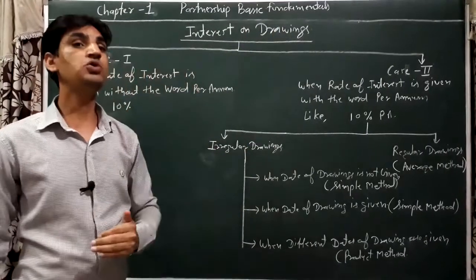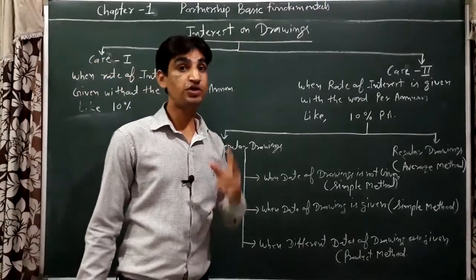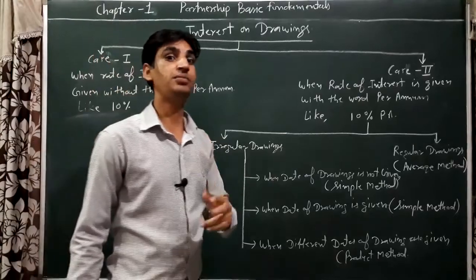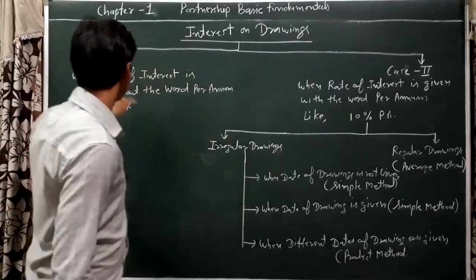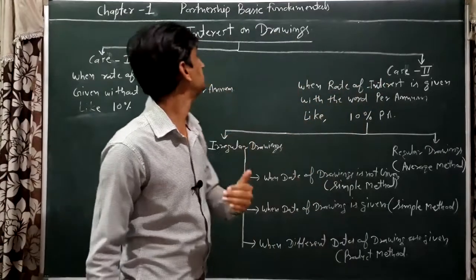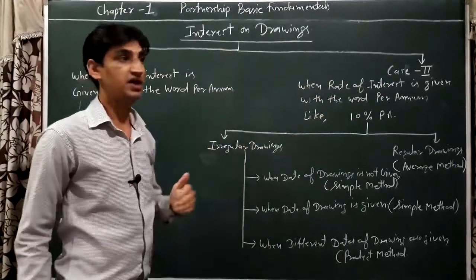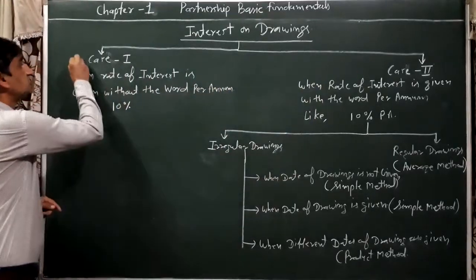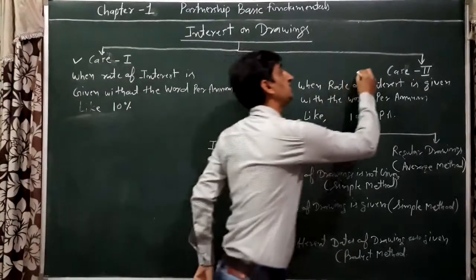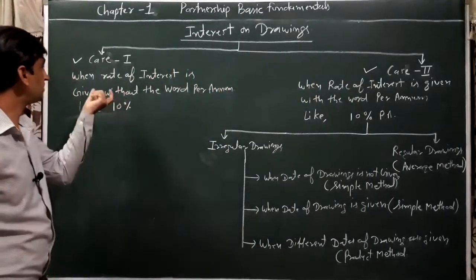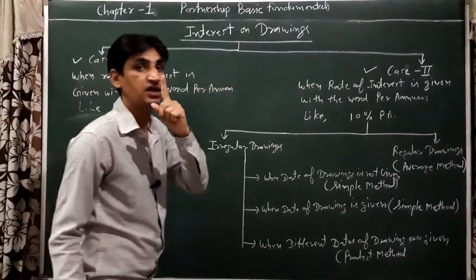For calculation of interest on drawings, the questions may be divided into two types. In your exam, questions may be of two types, case first and case second. To understand the concept of interest on drawings properly, it is divided into two parts: the first is case first and the second is case second. Is it clear? What's the common difference between case first and case second?